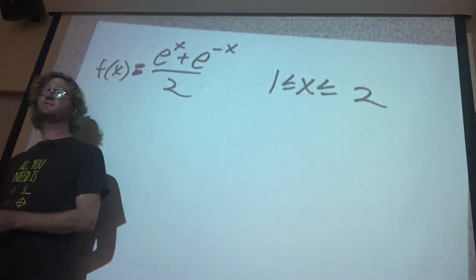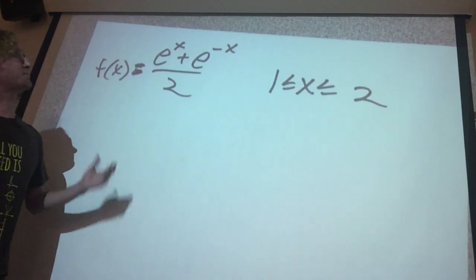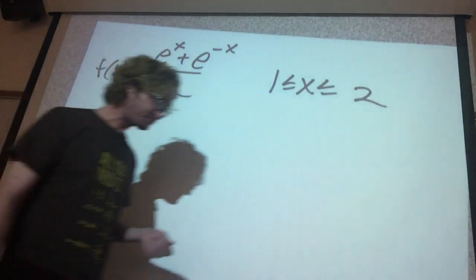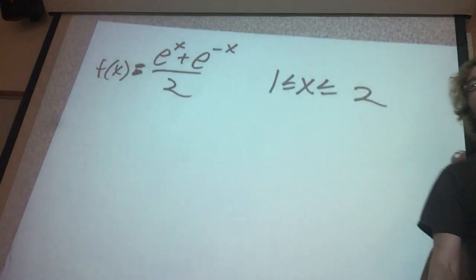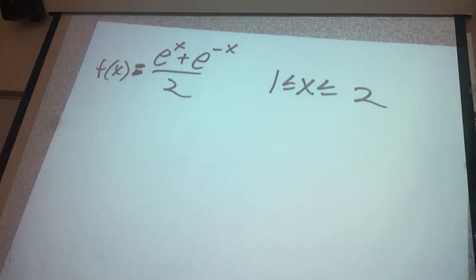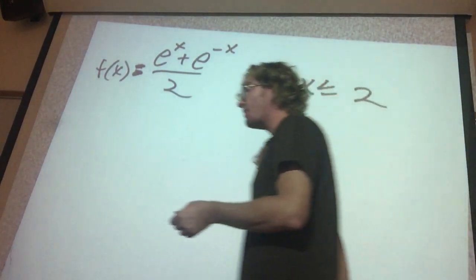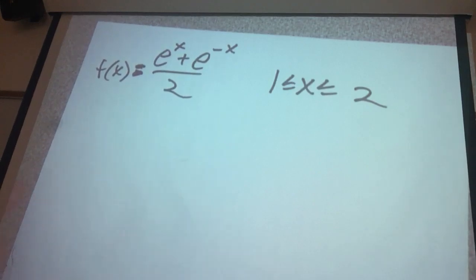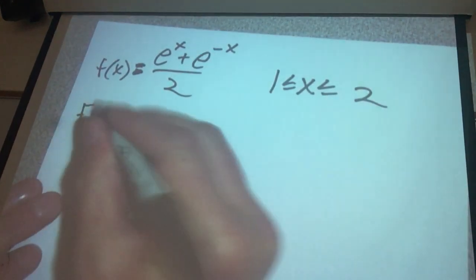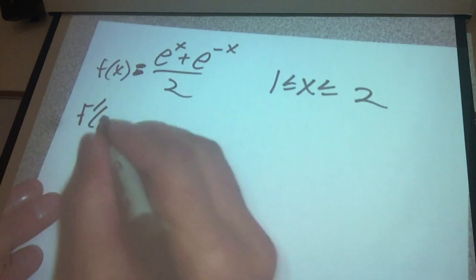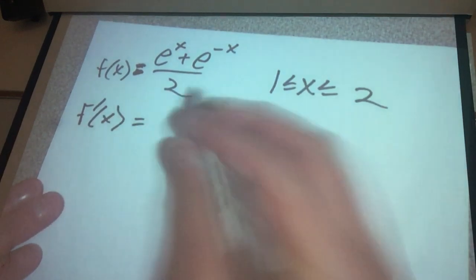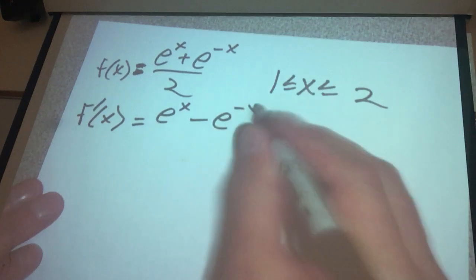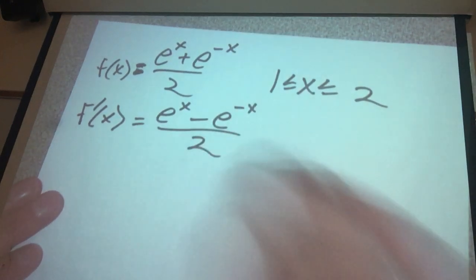All right, so this is going to be the arc length problem. We are going to try to calculate the arc length of this function from 1 to 2. Whenever you're calculating arc length, the first thing that you want to say is, I need to calculate the derivative. So f prime of x would equal e to the x minus e to the minus x, now divided by 2.